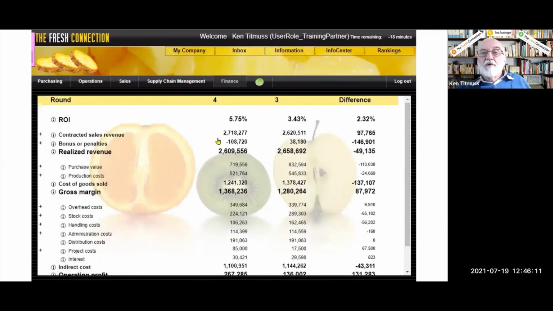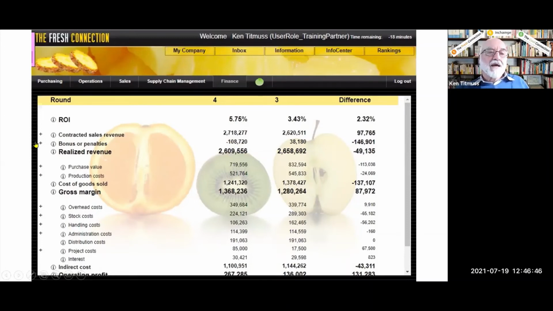We said before that probably one of the most important things is the finance tab here. Here you can see this game has been running. They've just done the 4th round here. This was the 3rd round. So this is what happened in the last round. And this is the financial situation in the new round. So we can see that they improved their return on investment from 3.43 to 5.75. However, I can see here that they got quite a lot of penalties with their customers. They had some bonuses last time, but now we've got some penalties.